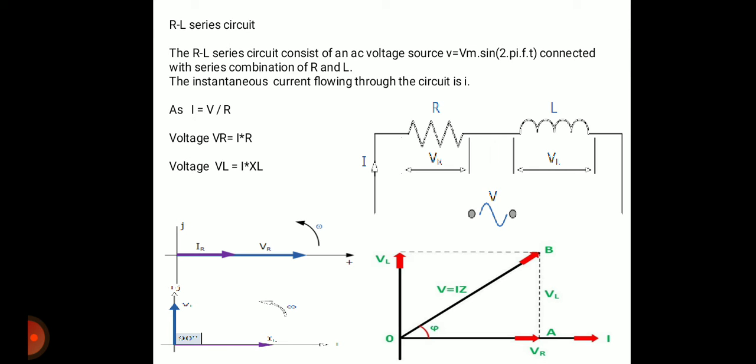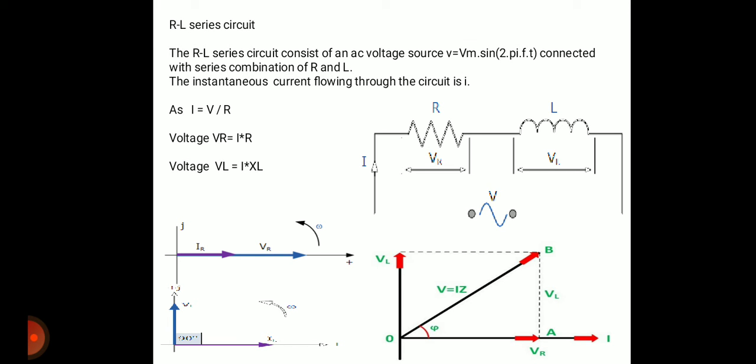Due to the supply voltage connected across resistor R and inductor L, the current that flows through the circuit is the instantaneous current I. As the current flows through the resistor R, there is a voltage drop across resistor R, which is VR. Also, that same instantaneous current I flows through the inductor L, and the voltage drop across inductor L is VL. In the given circuit there are only two components, resistor R and inductor L, connected across supply voltage V = Vm sin(2πft). That's why it is called the RL series circuit.